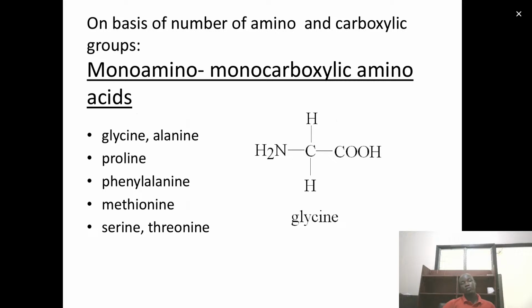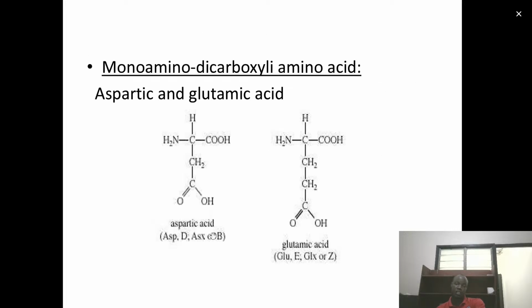So on the basis of the number of amino and carboxylic groups, we have monoamino monocarboxylic amino acids. That is those amino acids that have one amino group and one carboxylic group. So we have glycine, and apart from glycine, we have alanine, proline, phenylalanine, methionine, serine, and threonine.